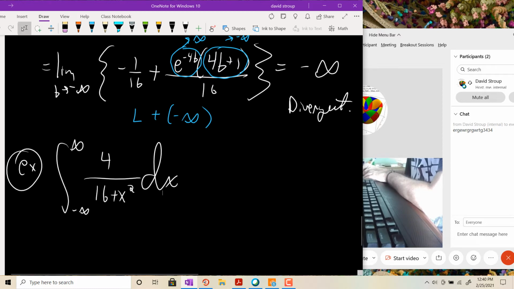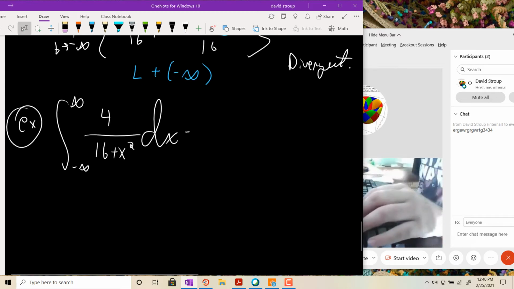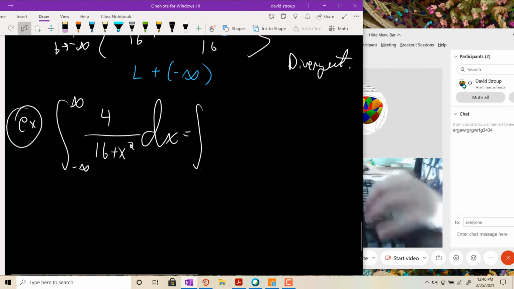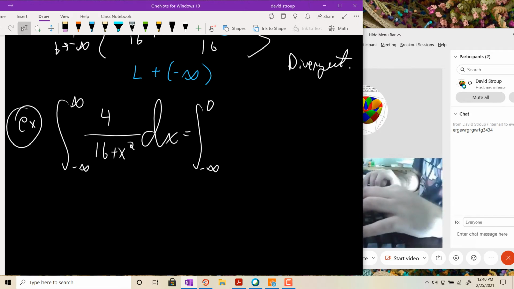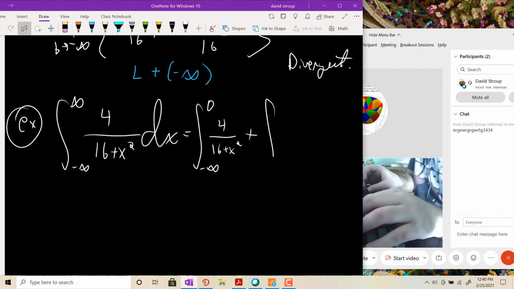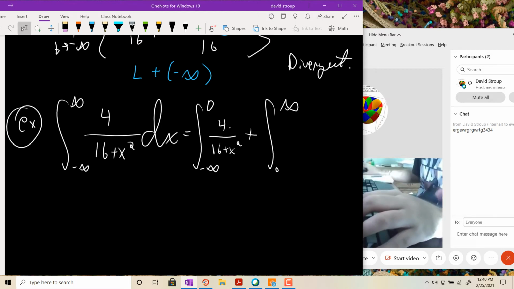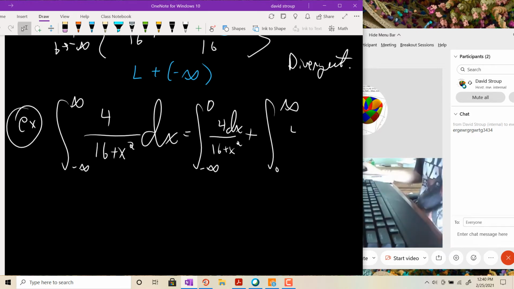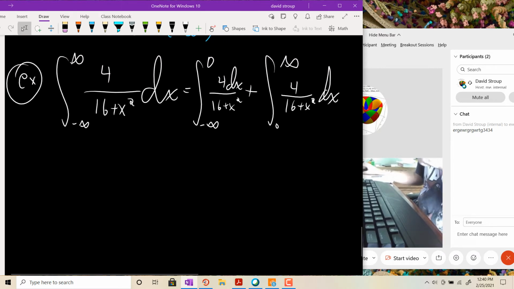So how do I set this up? Well, you're going to have to turn it into two integrals. So you just split it wherever you want, usually at 0. Plus the integral from 0 to infinity. There should be a dx somewhere. And then we can go ahead and take the limits of these things.